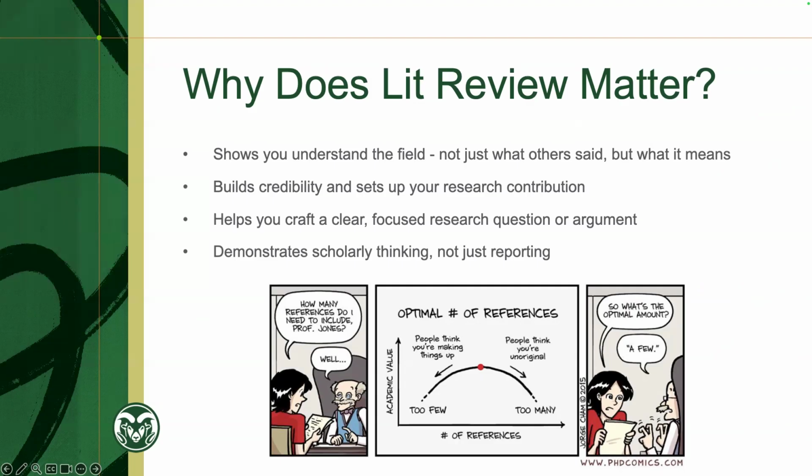Again, there are endless comics about finding literature that just shows that your question has already been answered, right? And so we see here, how many references do I need to include? We have this plot showing the optimal number of references. If you have too few, people think you're just making things up and there's no value in your research. But if you find too many references, people think you're unoriginal, you're just repeating what's already been done. So really the end of that plot doesn't come to fruition, but you do want to make sure you're doing novel work and demonstrating how your work is novel.